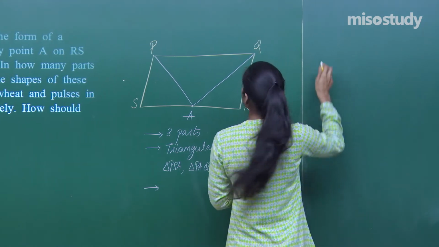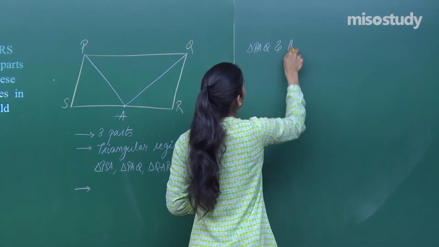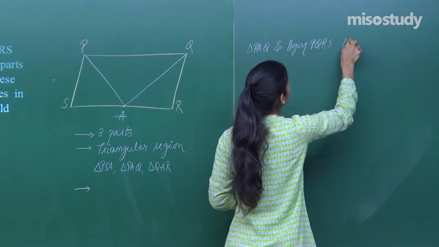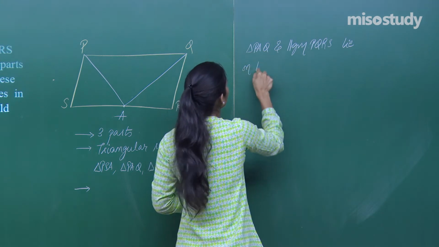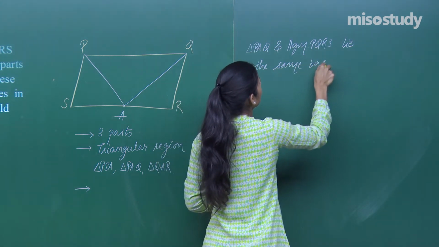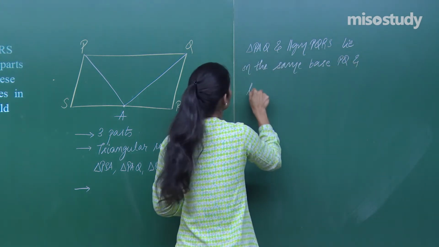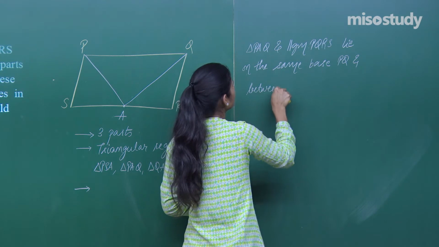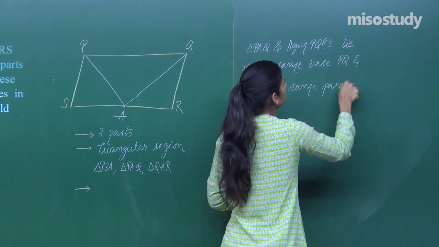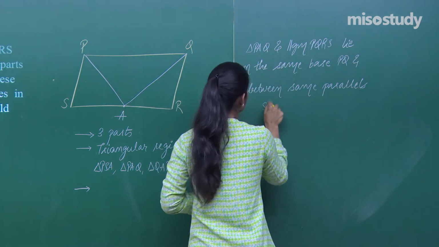So I am saying triangle PAQ and the parallelogram PQRS lie on the same base PQ and between the same parallels SR and PQ.